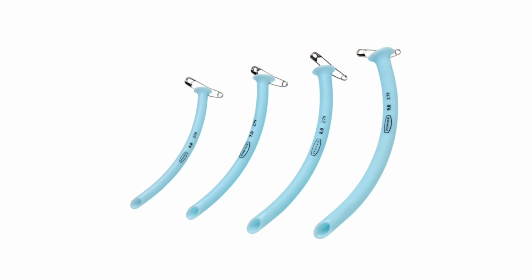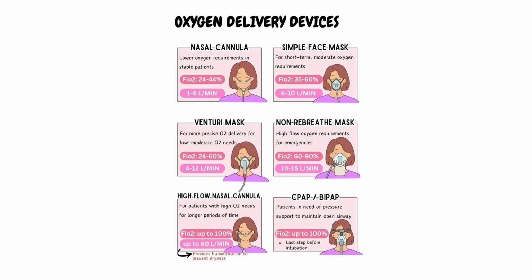An NPA, or nasopharyngeal airway, is a soft tube for patients with an intact gag reflex who won't tolerate an OPA. Size it by measuring from the tip of the nose to the earlobe. Do not use it if you suspect a basilar skull fracture. For oxygen delivery, a full cylinder contains about 2,000 psi.